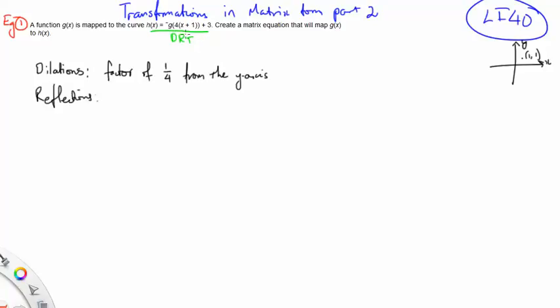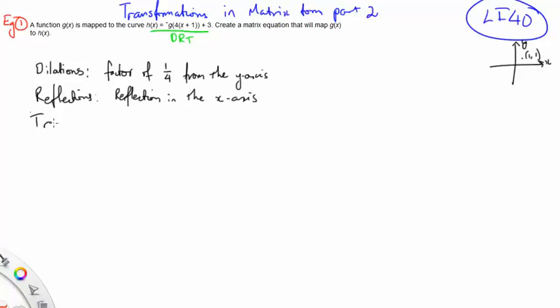Any reflections? Let's see. I can see a negative sign out the front. Now, negative sign out the front means it's flipped in the x-axis. So it's outside the function g of x, the negative sign. So we have a reflection in the x-axis.